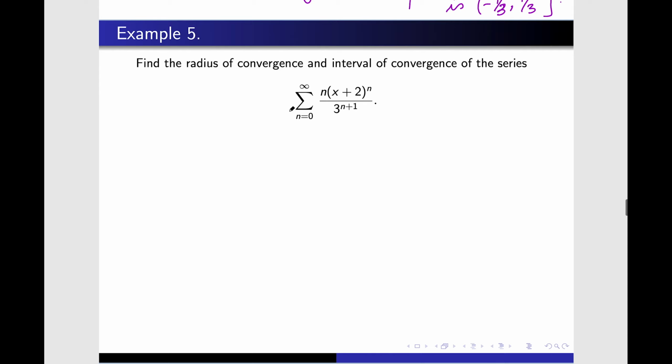Okay. Example 5. Now the series is like this, same question. We need to find the radius of convergence and interval of convergence. Alright, so same thing. Let's think about this as being an. Let's do the ratio test. The root test here is not as beneficial. So n goes to infinity, an plus 1 over an.